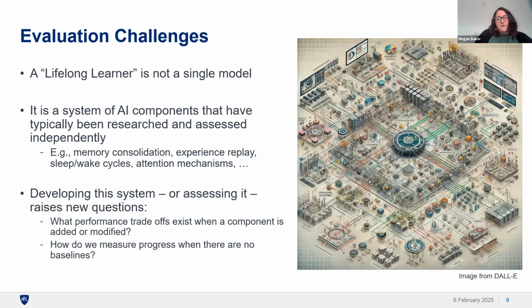So, we were dealing with a lot of really messy things in terms of the variability in the environments. We needed these meta metrics, and part of the challenge involved here is that a lifelong learning system is not a single model. It's often a system of AI components that each are kind of their own field of research, just because of the challenge of creating a system capable of doing lifelong learning. So, for example, you might have memory consolidation modules or replay or attention, and you could find lots of current state-of-the-art work in those areas. Bringing them all together and developing this new system, especially if you're trying to assess it, raises a lot of interesting questions and trade-offs.